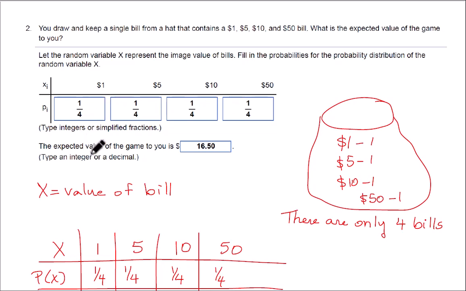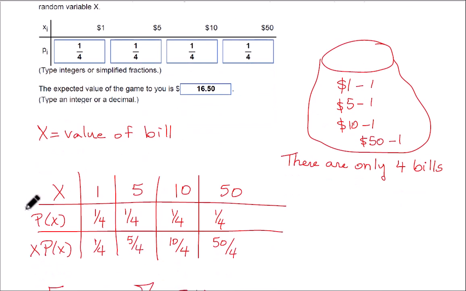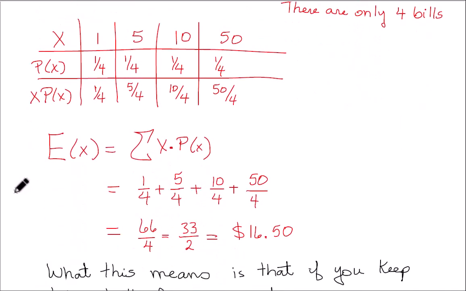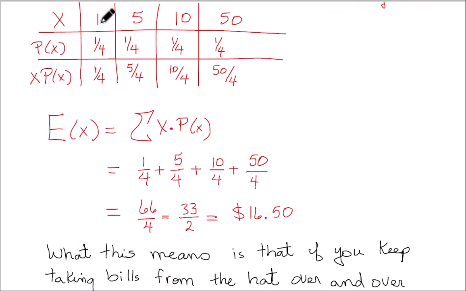So what's the expected value? I make my probability distribution chart. So 1, 5, 10, and the 50 multiplied down. So there's x times the probability. I take that and I sum that to get E of x, which is the expected value. I get 66 over 4, which reduces to 33 over 2, which is $16.50. So again, there's no bill in the hat that's of that amount.